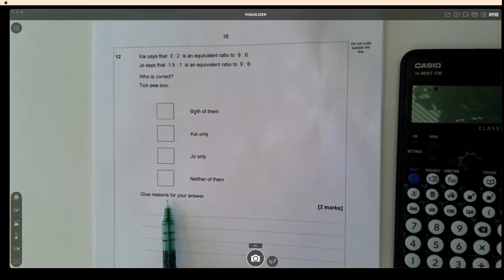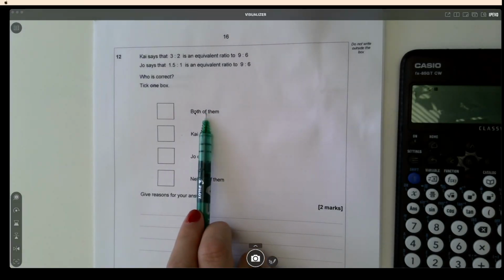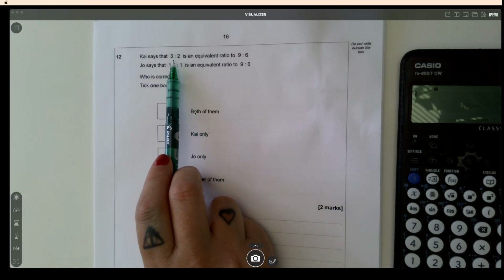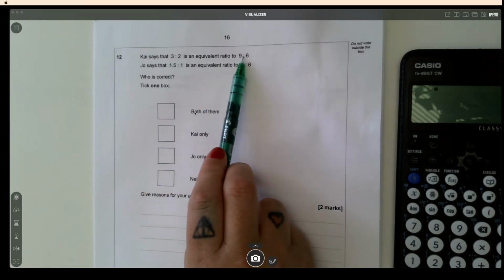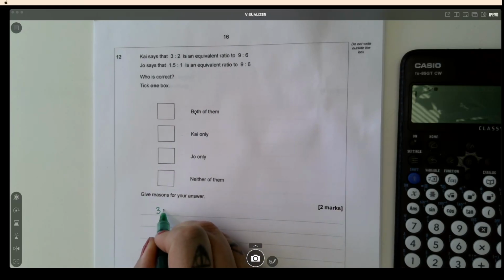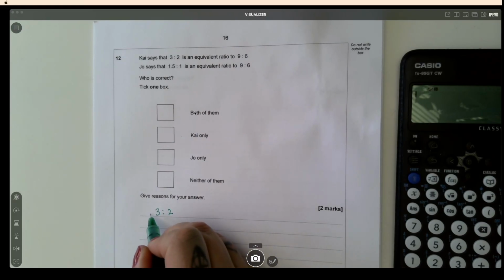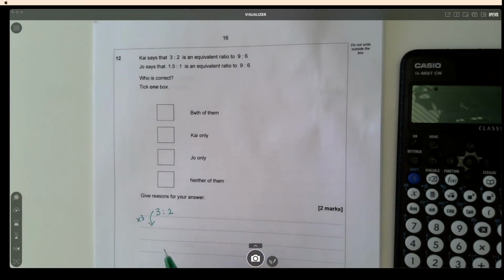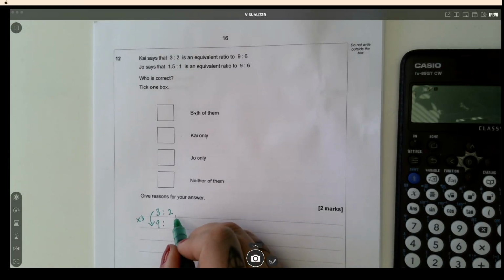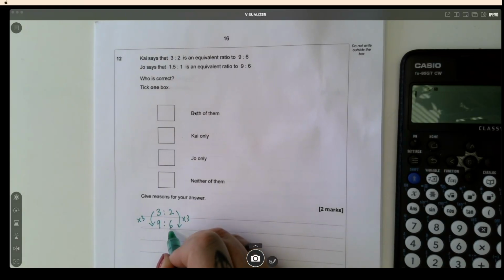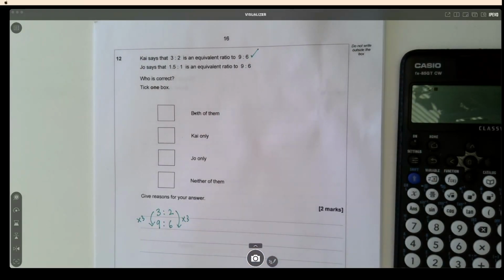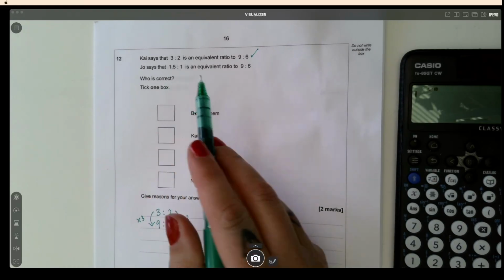Now, when it says give reasons, it doesn't necessarily have to be a worded sentence. You can just show some kind of working out that shows why you've picked the option you pick. So they think that 3 to 2 is equivalent to 9 to 6. So let's see. 3 to 2. Okay. So if I was to multiply 3 by 3, I would get 9. With ratio, we have to do the same to both sides. So if I multiply 2 by 3, I get 6. So Kai is correct. Now we need to see if Joe is correct.